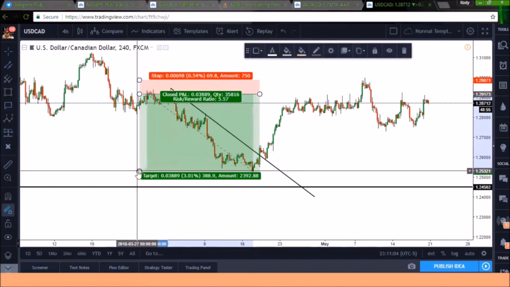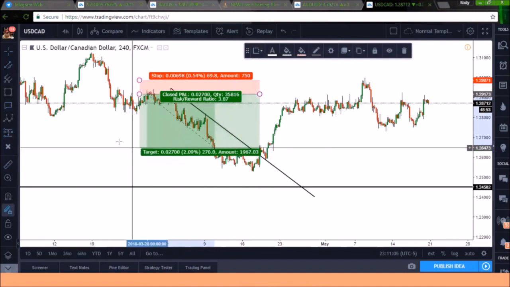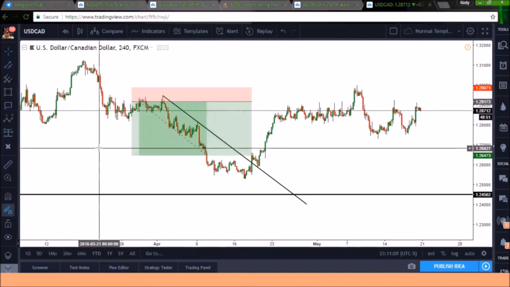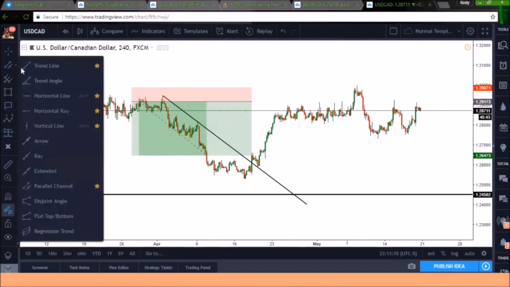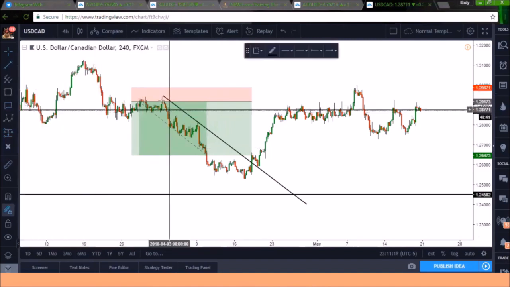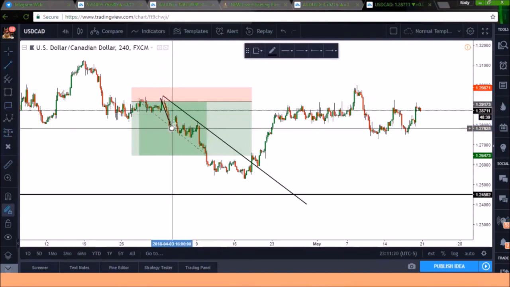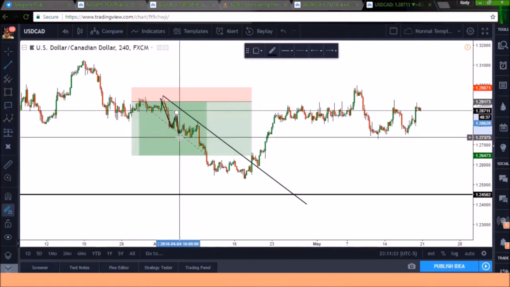So obviously I use trend lines and channels in this example. I think they work really well. I think that structure works really well. The only thing I would say about structure, guys, is make sure that you don't trail your stops. We did a video on trailing stops. Do not trail your stops above structure because you will get taken out.